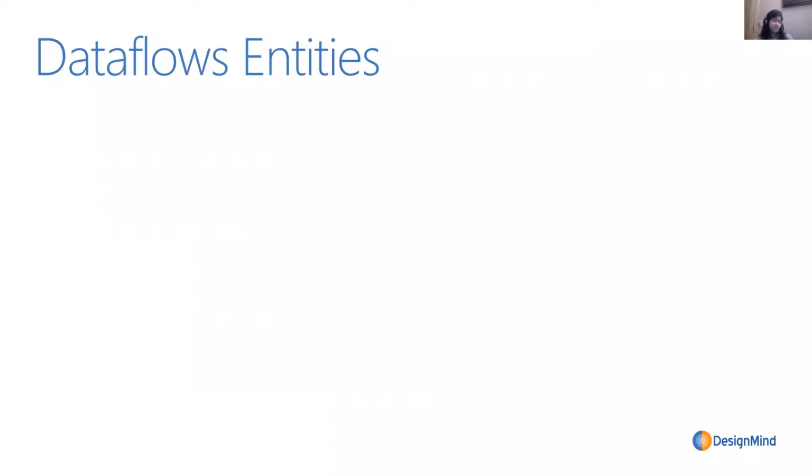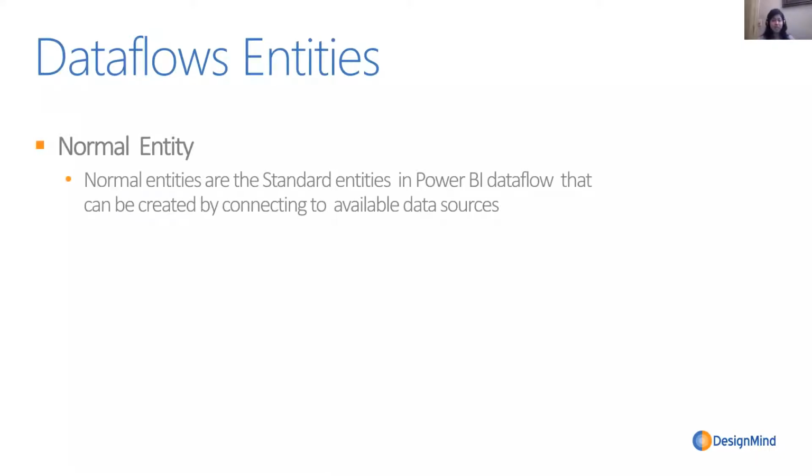Okay, types of data flow entities. So data flows are basically a collection of entities. And unlike data sets, data flows have different types of entities: the normal entity or the standard entities. These are the entities in the Power Query that get created whenever you connect to a data source. And this is how an entity would look like in the data flow.